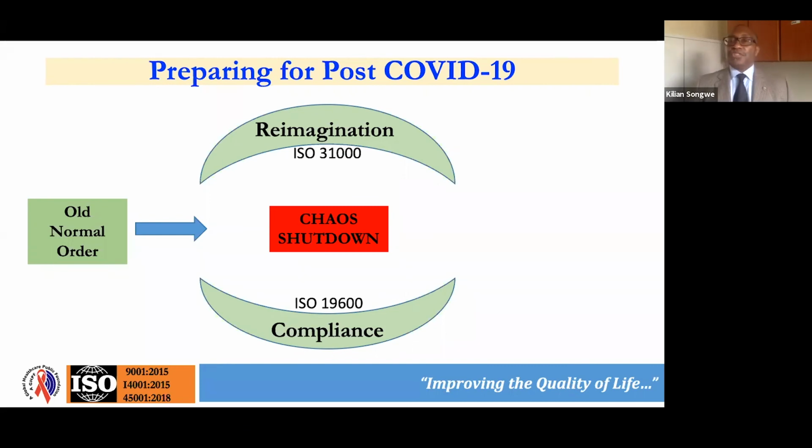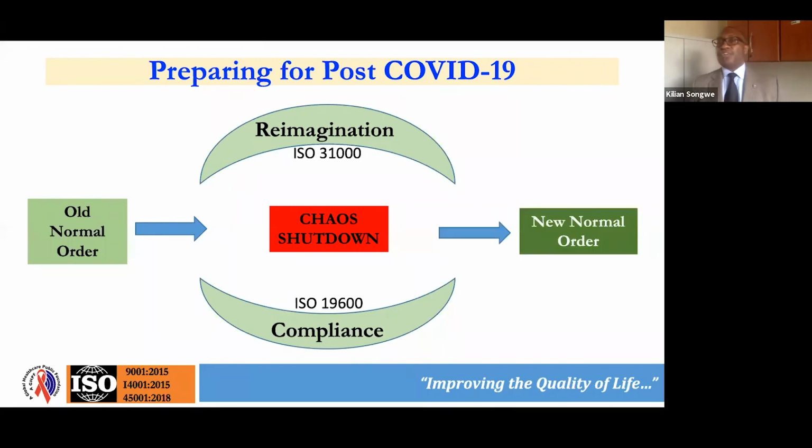And then there are issues of compliance. There's also a standard for compliance, 19600. Between ISO 31000 and ISO 19600, there was total chaos. But with that chaos, if you follow the standards, and that's the beauty of the standards, then we're able to emerge with a new normal, which takes you into a new order.